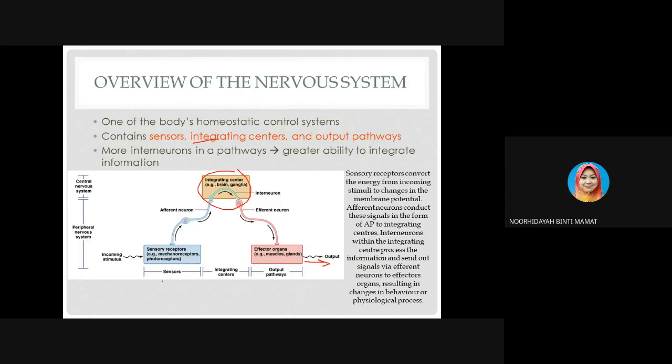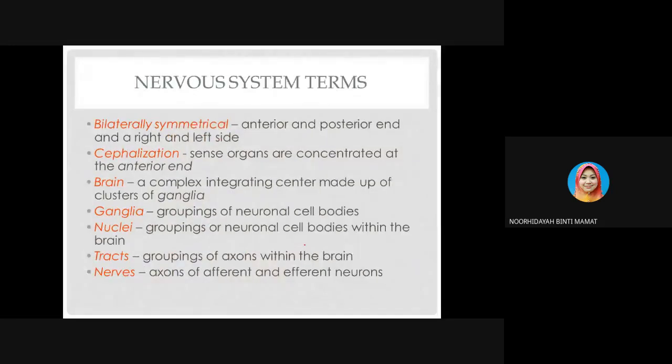So it receives the information in the sensor, travels the information by the afferent neuron to the integrating center. Then in here they process the information and send it out through the efferent neuron to the effector organs, and it comes out as an output, which is a change in any behavior or physiological process. This is the term that we are going to use throughout this topic.